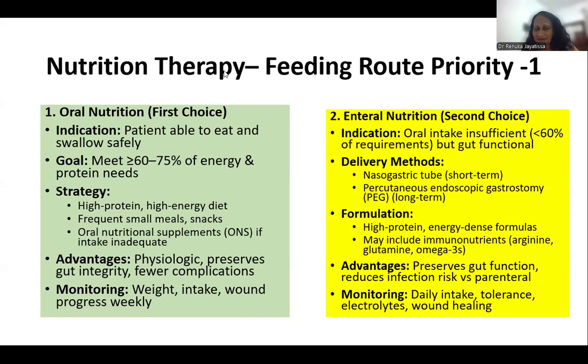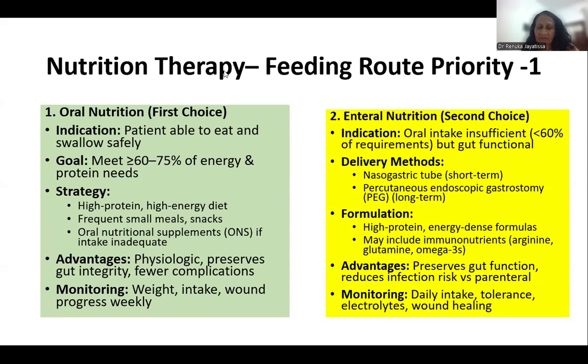If the patient can take oral feeding in a safe manner, it is better not to go for tubes, because sometimes with tubes a patient does not have a way of communicating afterwards. That's another agony for the patient. Then the formulas: there are high protein formulas, energy dense formulas, as well as immunonutrients like arginine, glutamine, and omega-3. So there are different kinds of formulas.